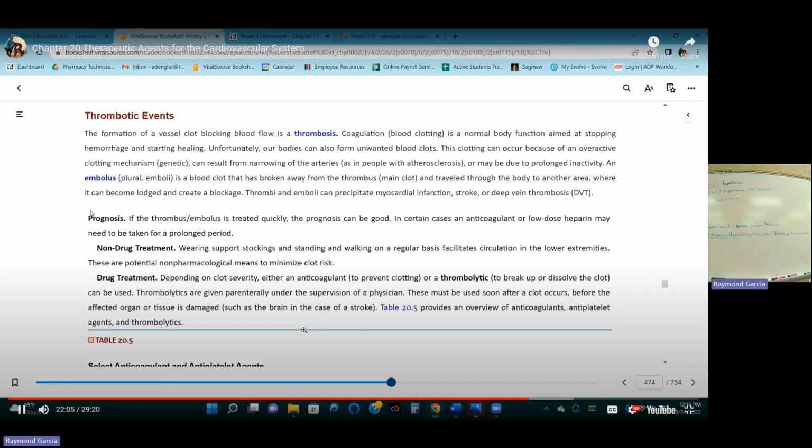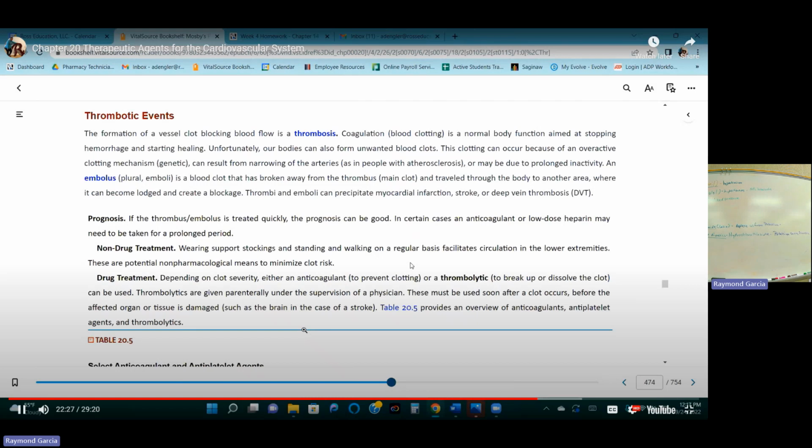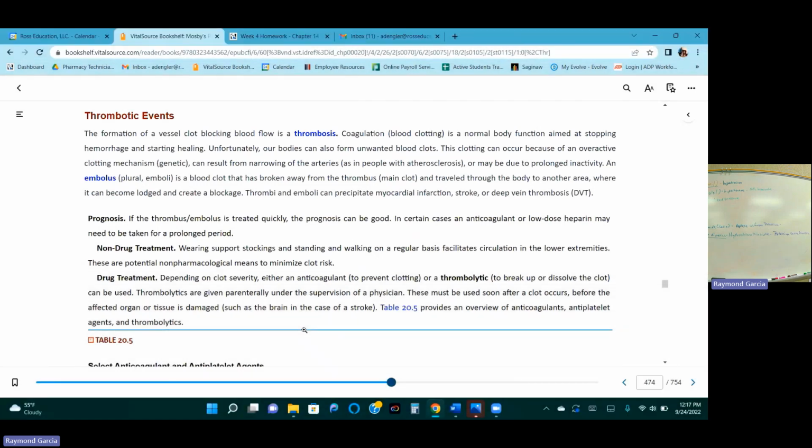The formation of a vessel clot blocking blood flow is a thrombosis. Coagulation, blood clotting, is a normal body function aimed at stopping hemorrhage and starting healing. Unfortunately, our bodies can also form unwanted blood clots. This clotting can occur because of an overactive clotting mechanism that can be genetic, results from a narrowing of the arteries, or may be due to prolonged inactivity.